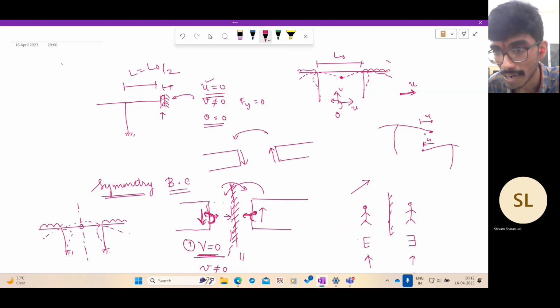But this point cannot have two different displacements. It has to be symmetric. So if it is moving towards the right, this should move towards the left. But is that allowed? No.